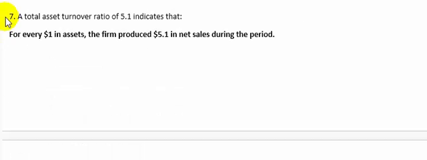Question number 7. A total asset turnover ratio of 5.1 indicates that for every dollar in assets, the firm produces $5.10 in net sales for that particular time that was measured. So you're generating a little over $5 in sales for every dollar you have in assets. The higher this number, the better, and the more efficient your business is.